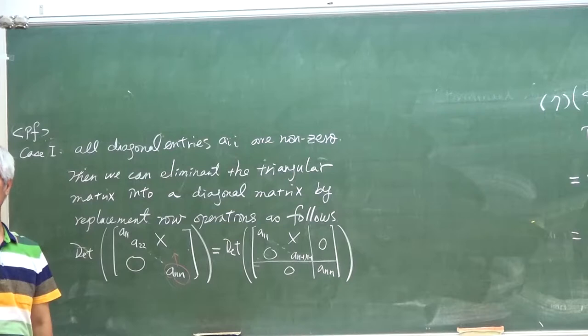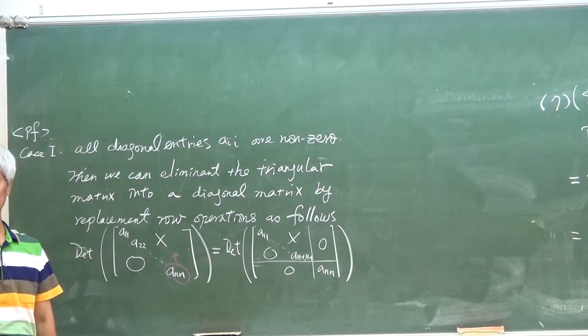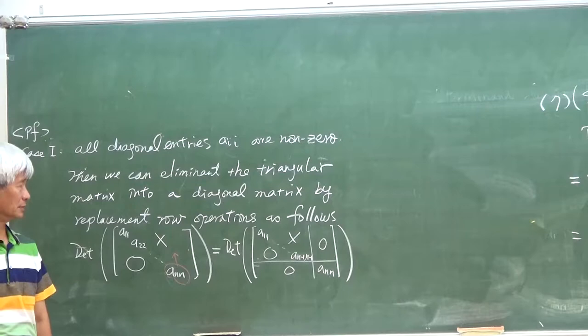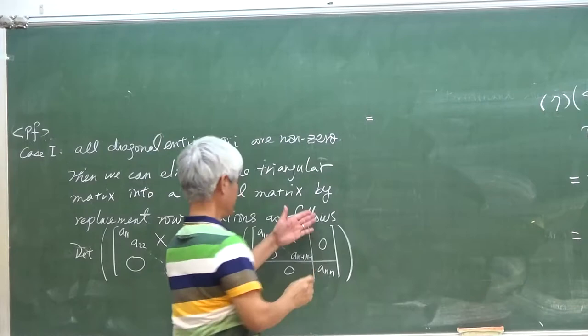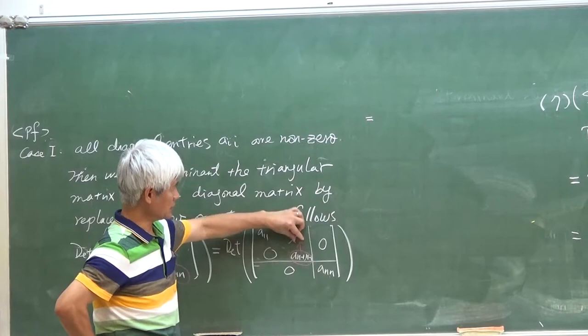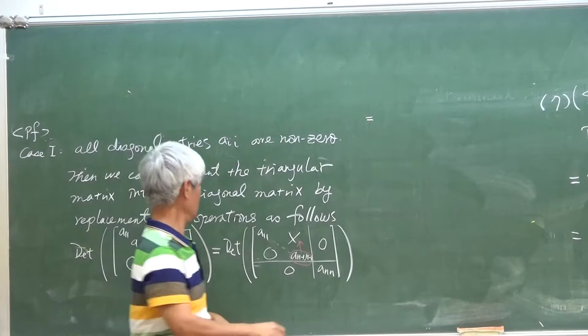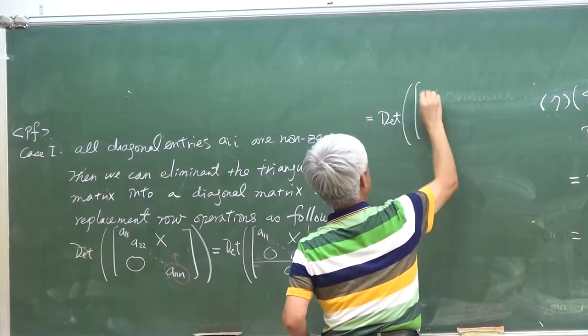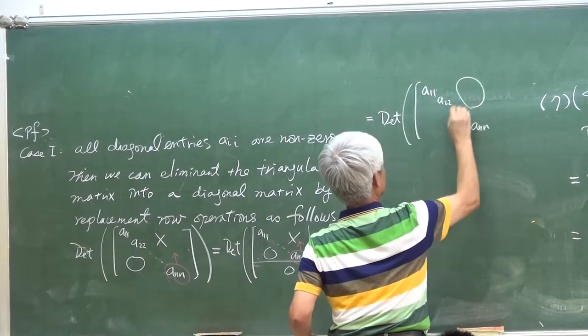Do you need me to take an example? Yeah, I suppose you already did that in the tutorial. So this is the same. And now we finish the last column. Then we do the second last column again, to eliminate all the entries above a_(n-1)(n-1). So finally, we can end up with a_11, a_22, up to a_nn, and then zeros. So we end up with a diagonal matrix.